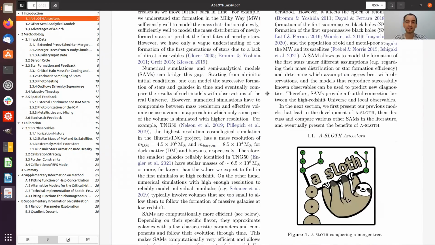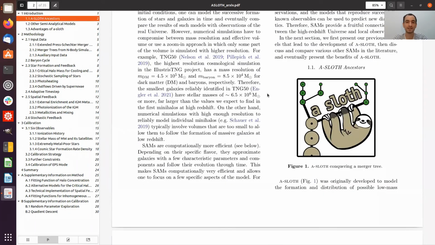So I hope I could convince you that A-SLOTH is a versatile model to study the first and second generation of stars. Please let us know if you have any questions, if there are problems, or if you have ideas to collaborate on. Otherwise, happy coding.